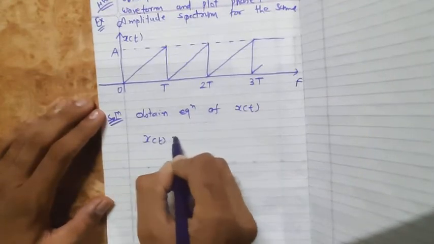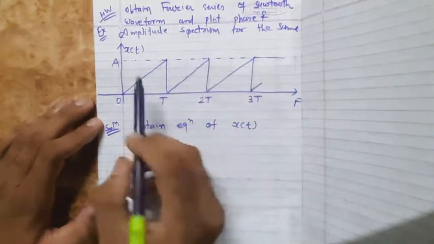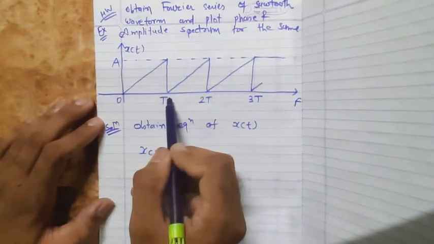So you just check here, the height is A, and the slope is from 0 to T.